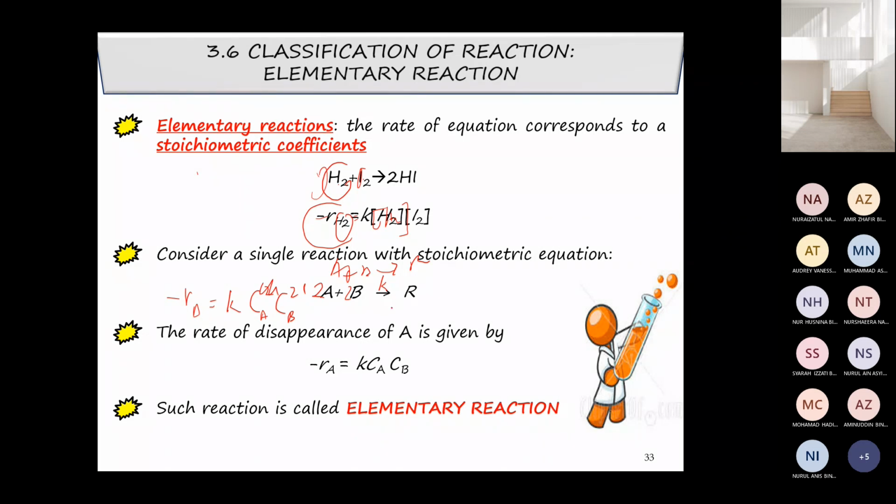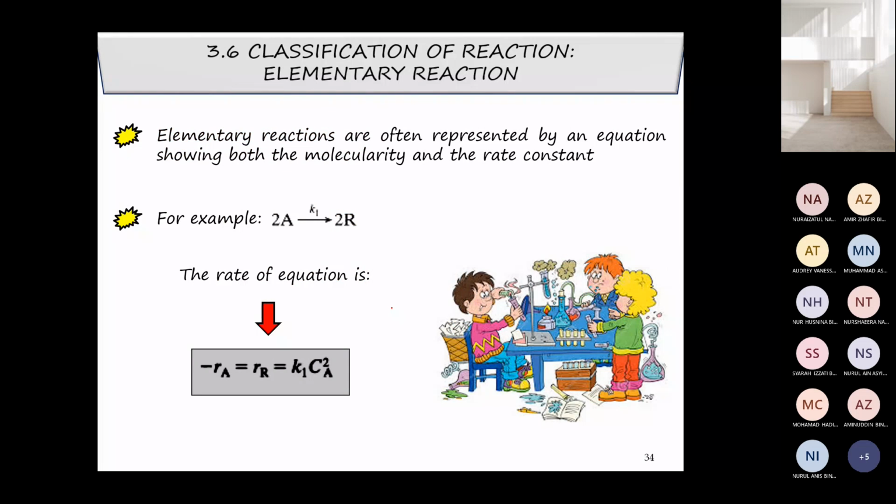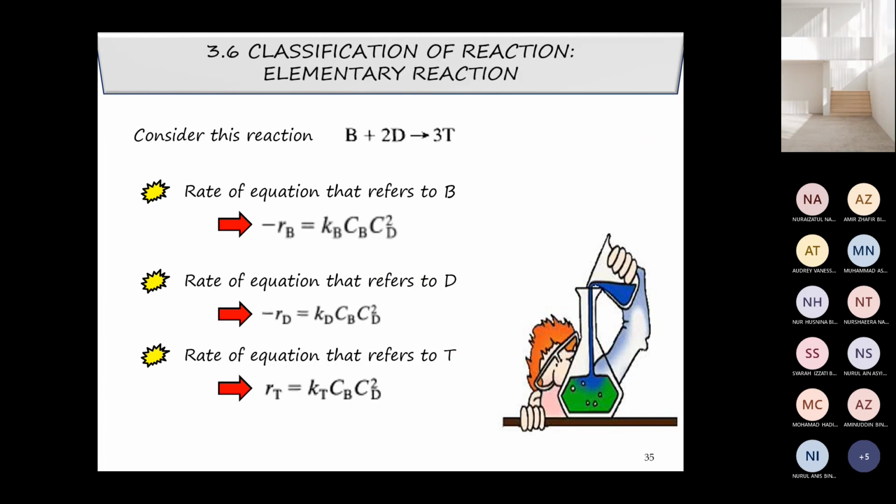Dia adalah straightforward punya reaction. And then we have elementary reactions are often represented by an equation showing both the molecular and the rate constant. So kita akan dapat juga daripada sini 2A is equal to 2R. So the rate of disappearance of A should be negative RA, is equals to the rate of appearance of R, is equal to K1 CA2. Kena ada 2 lah sebab sini ada 2.